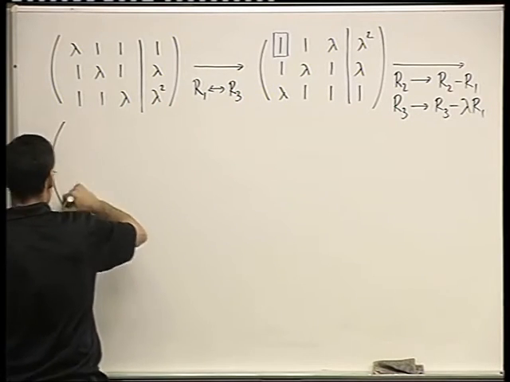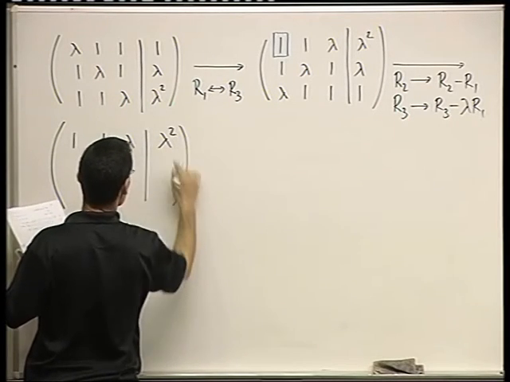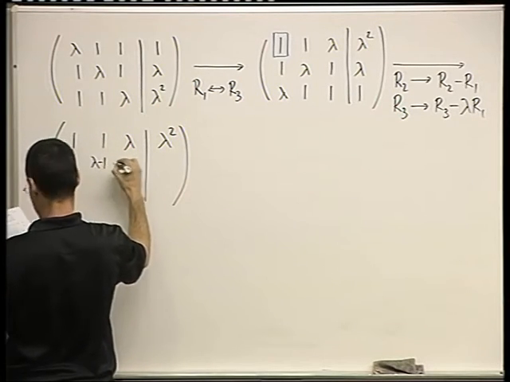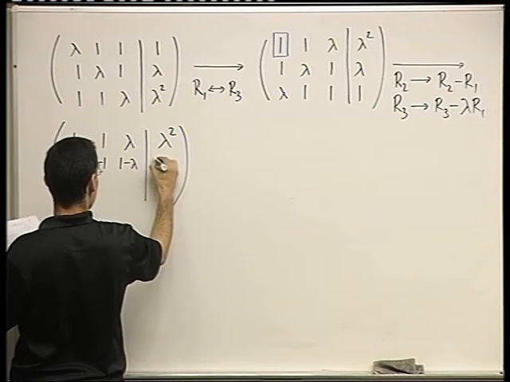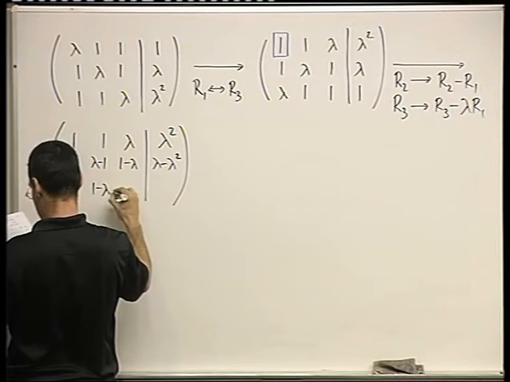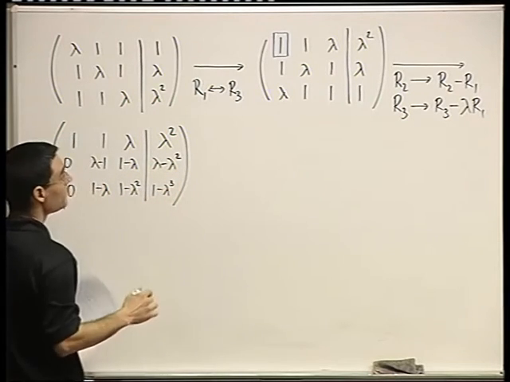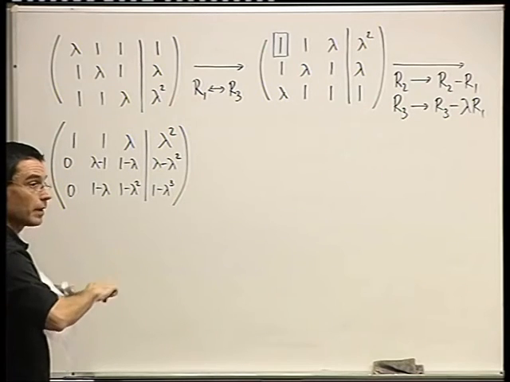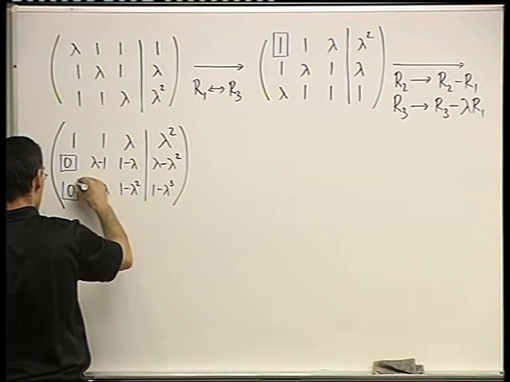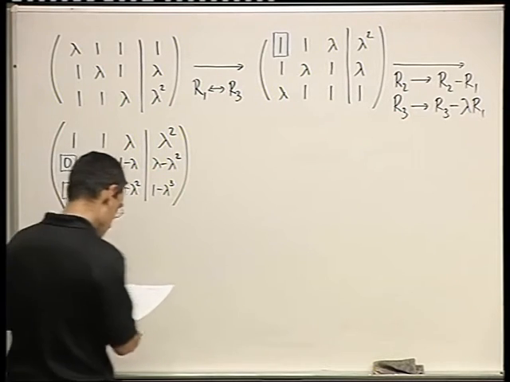So let's see what we get. We get 1, 1, lambda, lambda squared. 0, lambda minus 1, 1 minus lambda, and lambda minus lambda squared. And 0, 1 minus lambda, 1 minus lambda squared, and 1 minus lambda cubed. Do you agree? Okay, and let me put squares now here. This is what we did in this step, and these are the elements that we're happy about now.